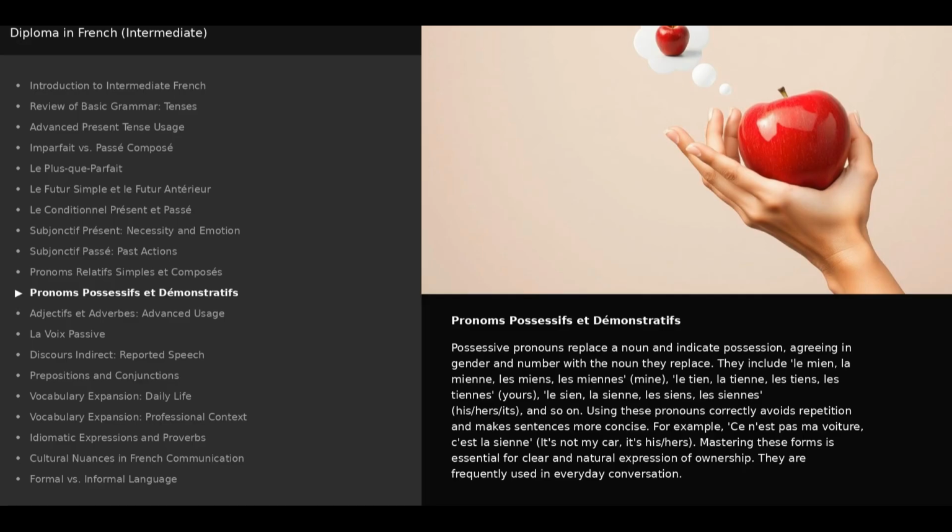Using these pronouns correctly avoids repetition and makes sentences more concise. For example, ce n'est pas ma voiture, c'est la sienne. It's not my car, it's his, hers. Mastering these forms is essential for clear and natural expression of ownership. They are frequently used in everyday conversation.